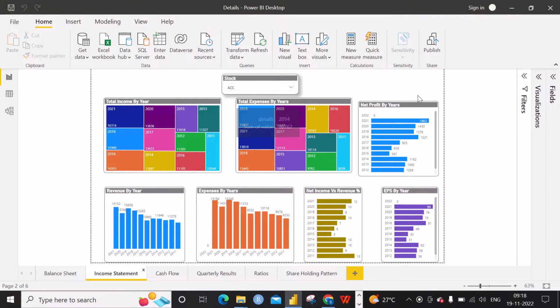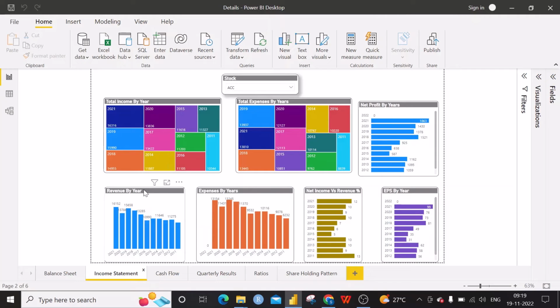The next one is the net profit by years. In 2022 we don't have any data. It is also an increasing trend. In 2020 it is 1430 crores. In 2021 it is 1863 crores. It is really in an increasing trend.